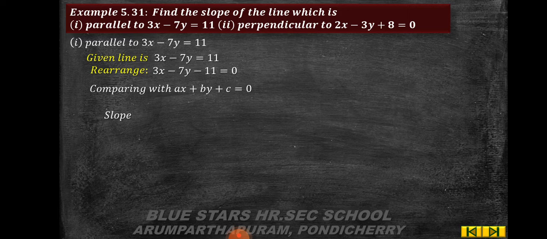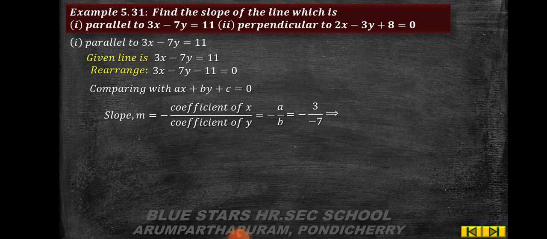Then comparing with the general form of equation, that is ax plus by plus c is equal to 0. Therefore, we know the formula for slope m is equal to minus coefficient of x by coefficient of y, that is equal to minus a by b. Now here the value of a, or the coefficient of x, is 3 and coefficient of y is minus 7. We have to include the sign also. So which is equal to minus 3 by minus 7, which is nothing but the slope m is equal to 3 by 7 because minus minus gets cancelled.